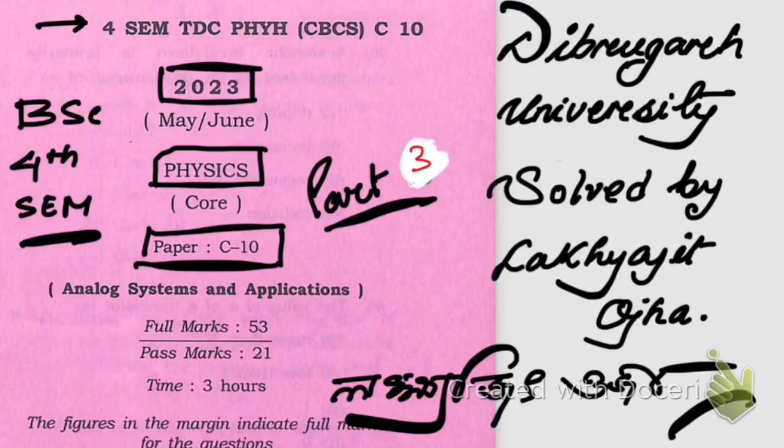Hello friends, this is part 3 of question paper solution. This is the C-10 paper of BSc fourth semester, Dibrugarh University, 2023. The paper name is Analog Systems and Applications.